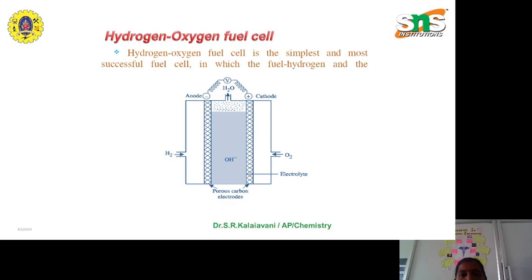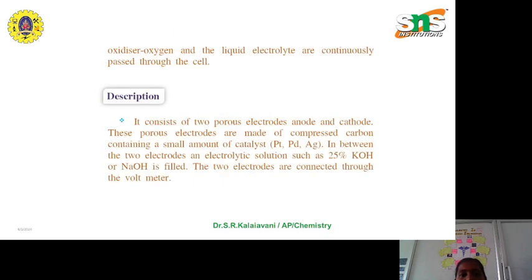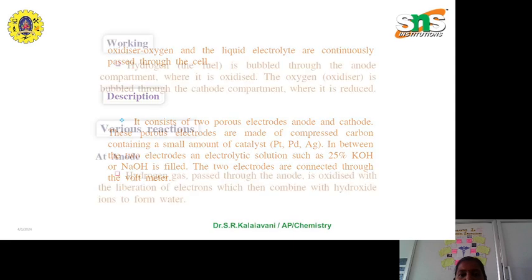Hydrogen oxygen fuel cell is the simplest and most successful fuel cell, in which the fuel hydrogen and oxidizer oxygen and the liquid electrolyte are continuously passed through the cell. Description. It consists of two porous electrodes, anode and cathode. These porous electrodes are made up of compressed carbon containing a small amount of catalyst, that means platinum, palladium, silver. In between the two electrodes, an electrolytic solution such as 25% potassium hydroxide or sodium hydroxide is filled. The two electrodes are connected through the voltmeter.